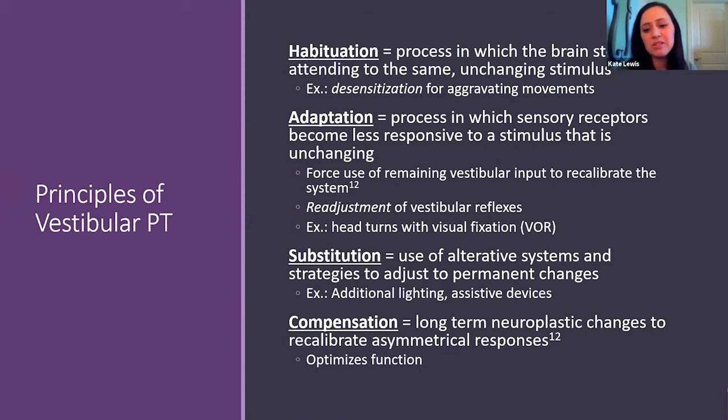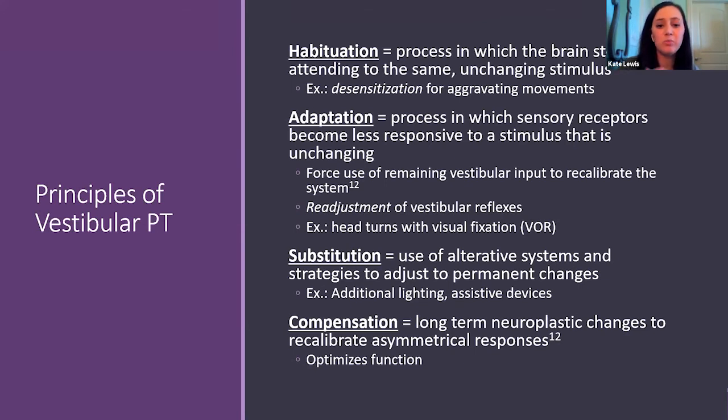And then compensation, all of these things will lead to compensation, which is those long-term neuroplastic changes to the system to recalibrate asymmetrical responses. So basically we had this asymmetrical or abnormal response. We've gone through these principles of habituation, adaptation, and substitution, and now we're getting some compensation, ultimately to optimize function. That's kind of the big takeaway. We're trying to optimize function with our folks who are dizzy.